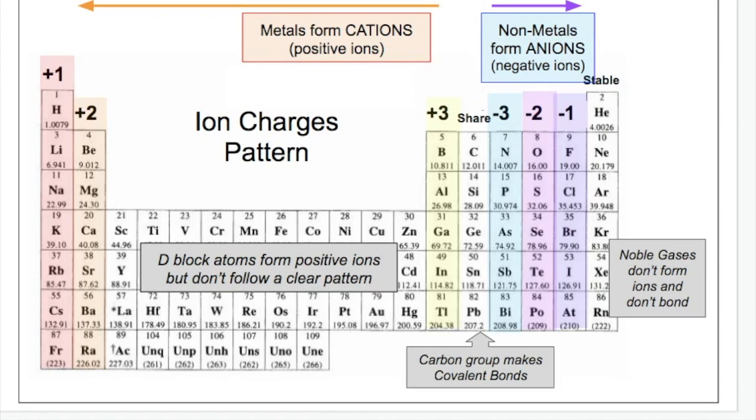+1, +2, +3, share, -3, -2, -1, stable. All right, if you didn't get that yet, then go back and do it again.